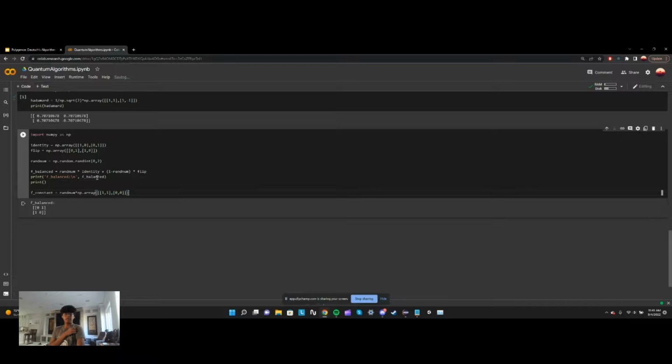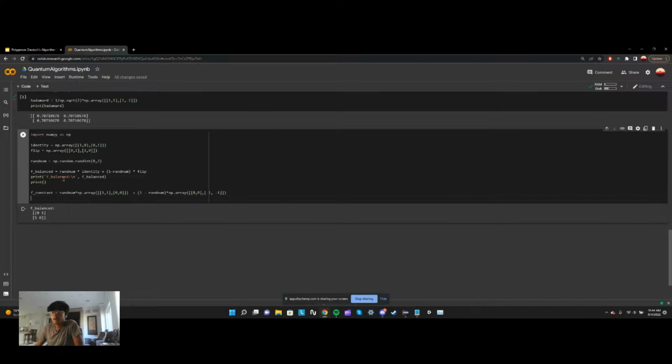Now we do need to apply a second state, because again, it has either states of 0 or 1. So then we are going to have plus 1 minus the random number multiplied by np.array, and then we're going to have our first row and our second row, -1, comma, -1.